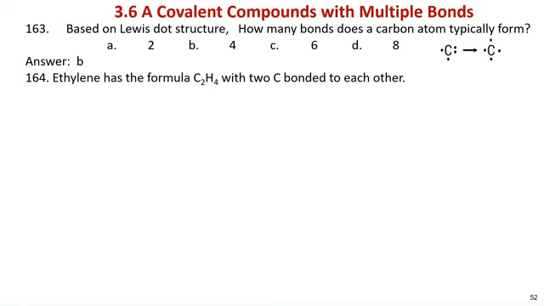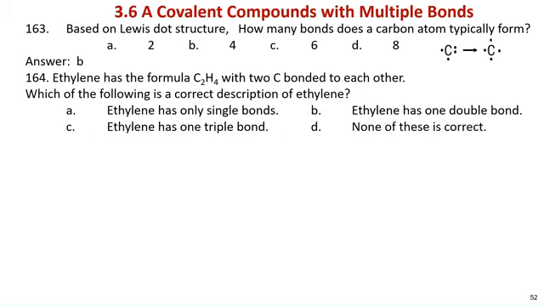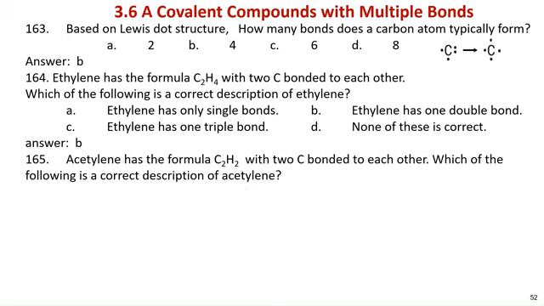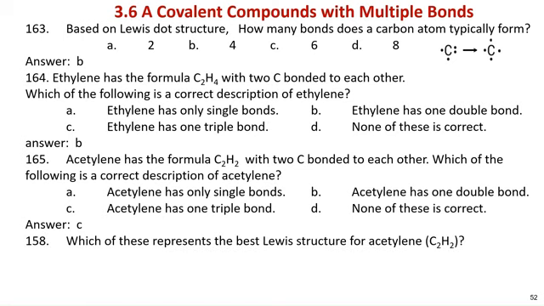We look at ethylene. Ethylene has this structure. 1 double bond. B is the correct answer. Acetylene has this structure, triple bond. Therefore, acetylene should have a triple bond. Correct answer is C.